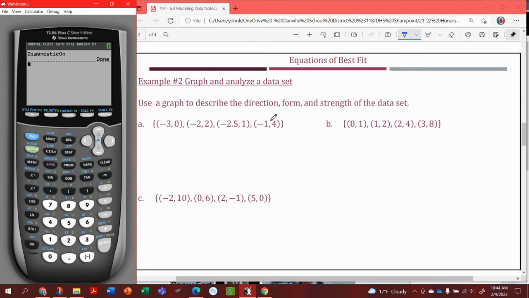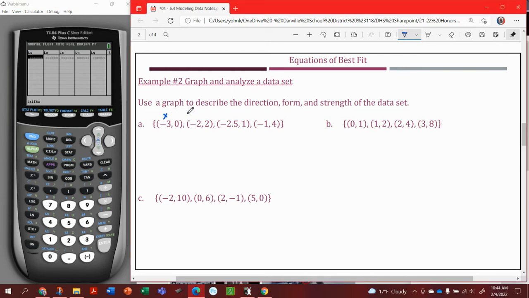So now we can go back, and to enter data into the scatter plot, you're going to go to stat and you're going to hit enter for edit. If there are things in L1 and L2, you can clear them by pressing up, clear, down. We're going to take and put the x's into L1. So all of these first values are our x's.